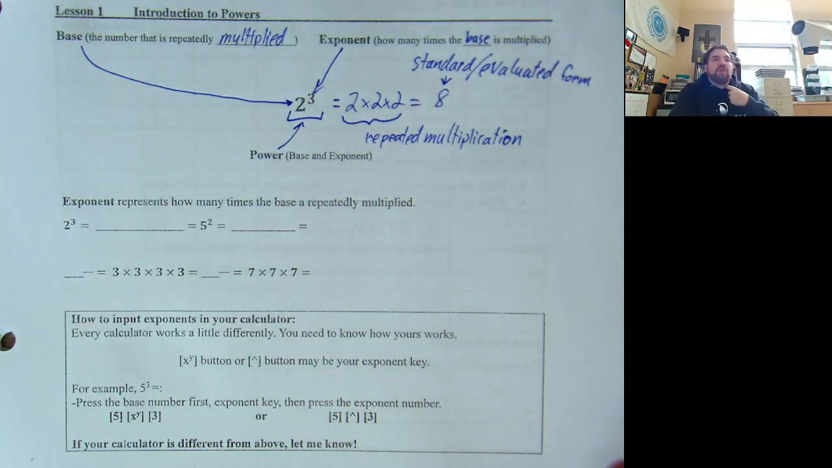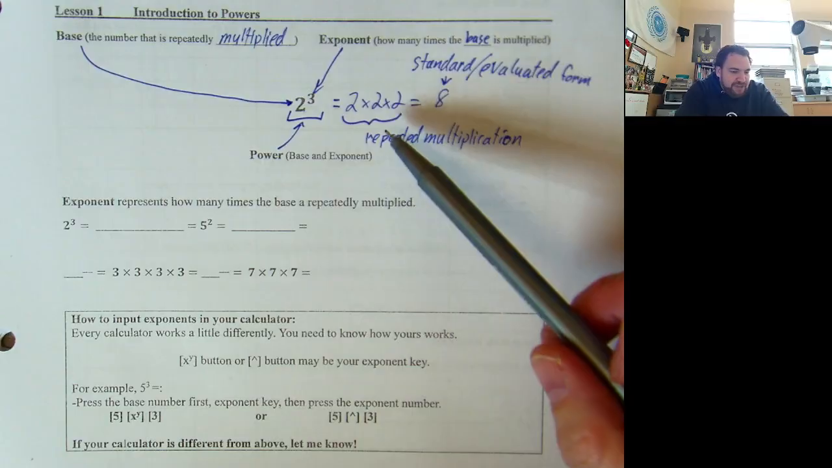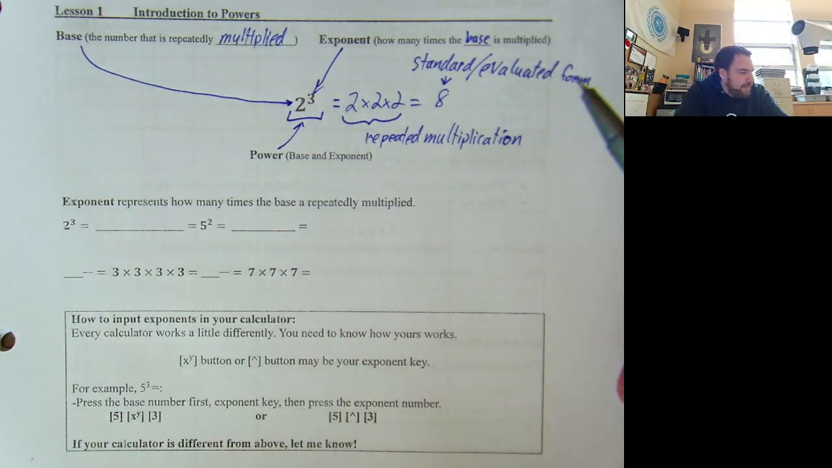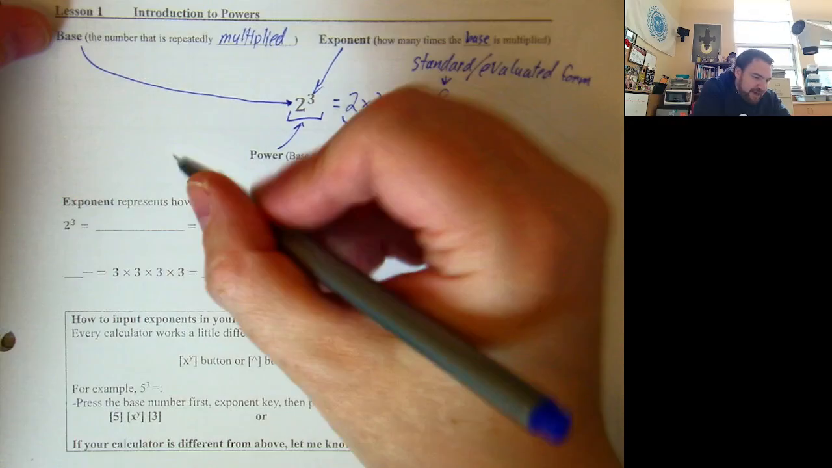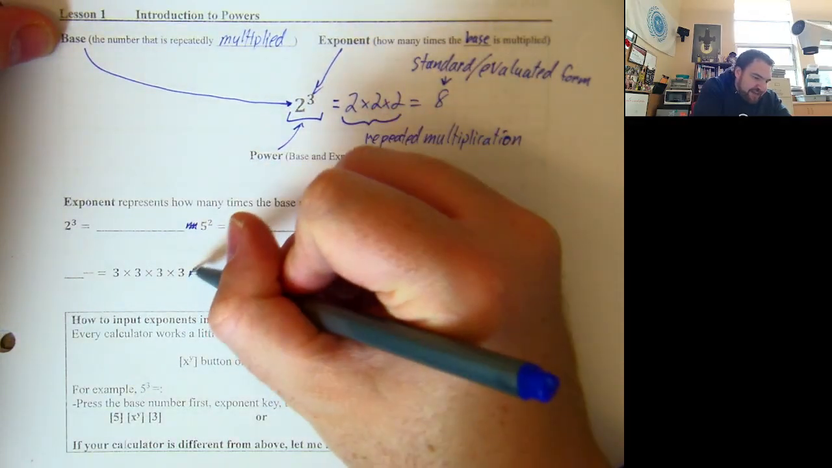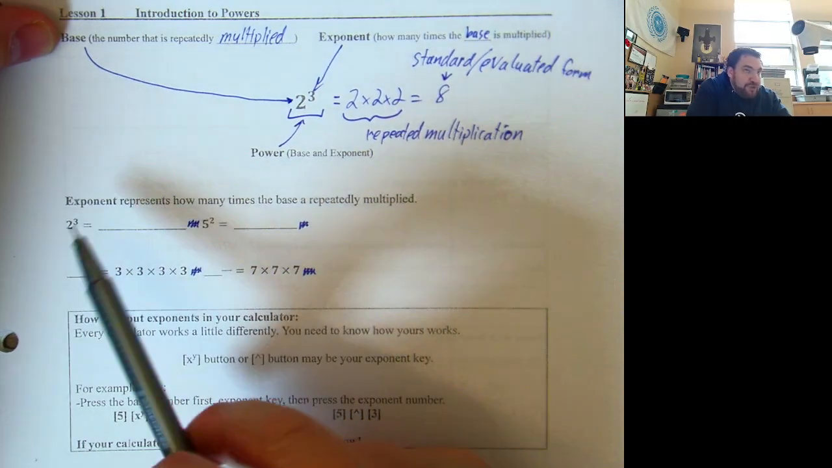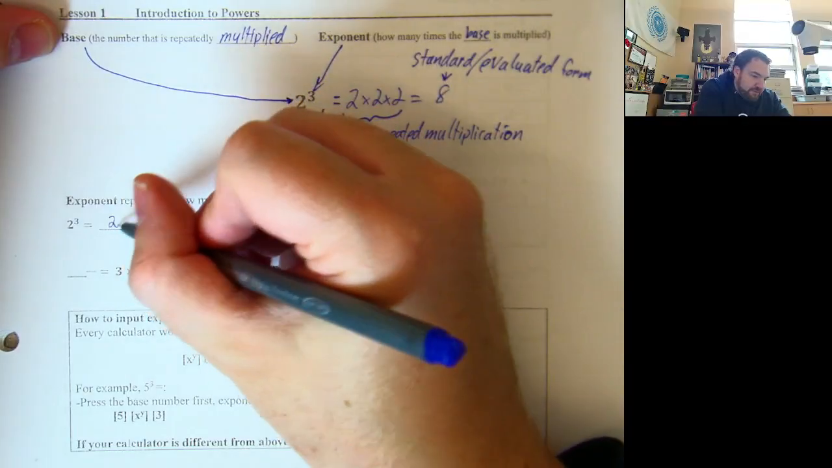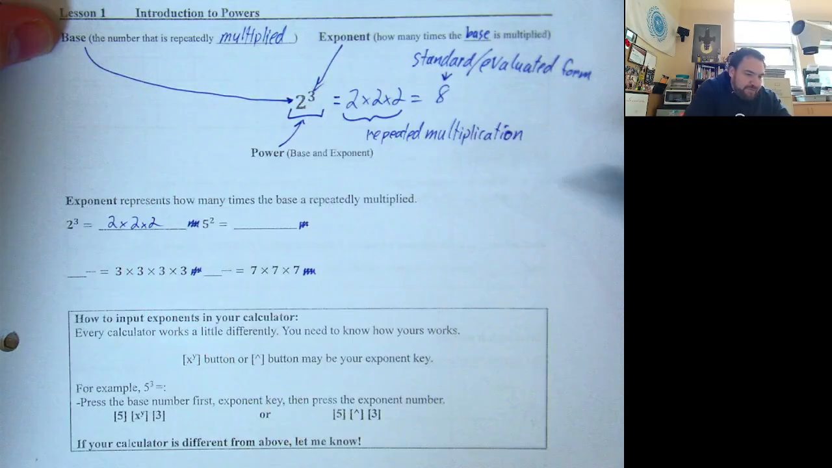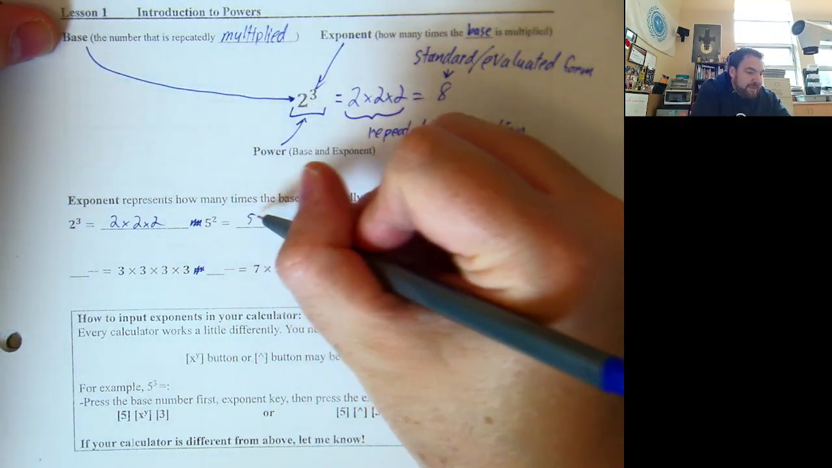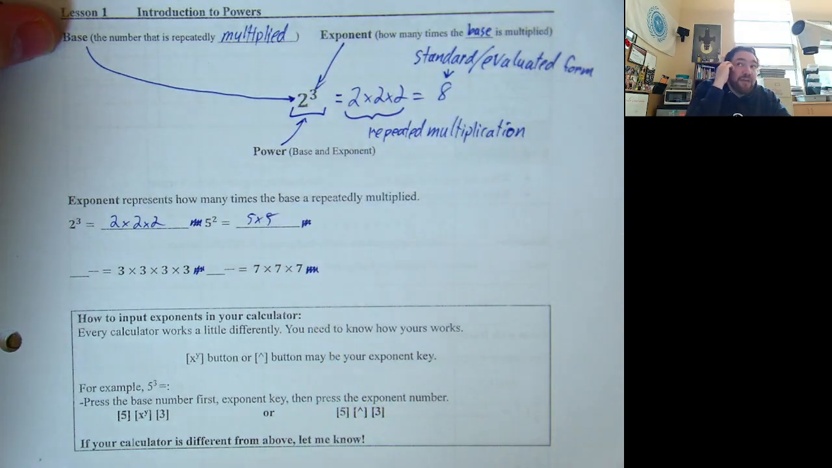There are names for all of these forms: power form, repeated multiplication, and then standard or evaluated, where you actually do the math. So the exponent represents how many times the base is repeatedly multiplied. There are some equal signs that I forgot to take out of here that definitely need to be here. 2 cubed is 2 times 2 times 2. 5 squared is 5 times 5.